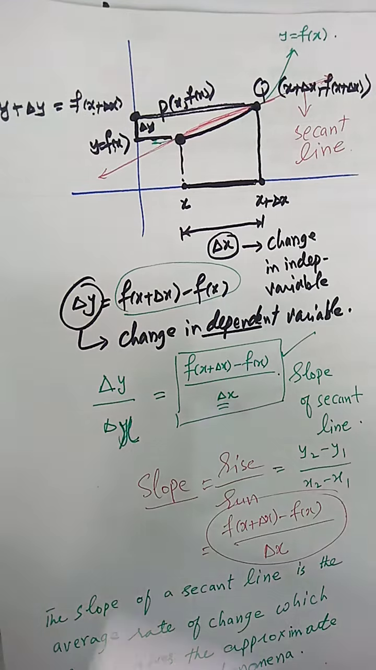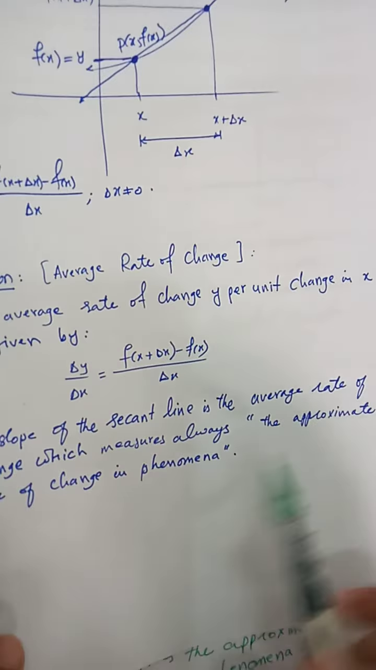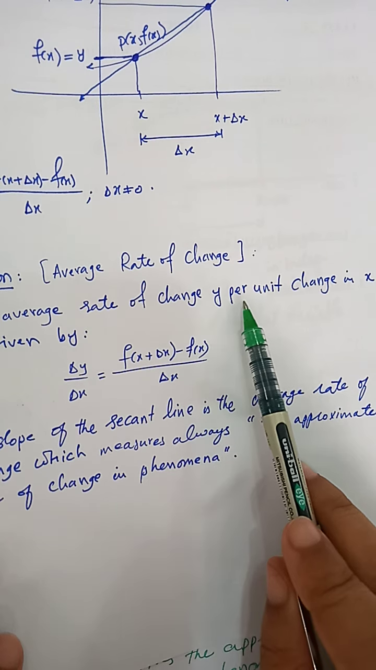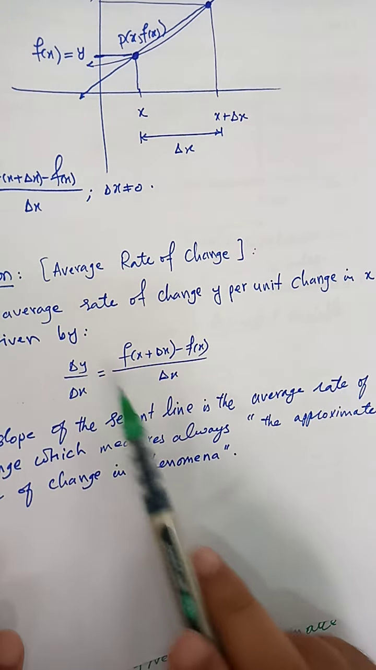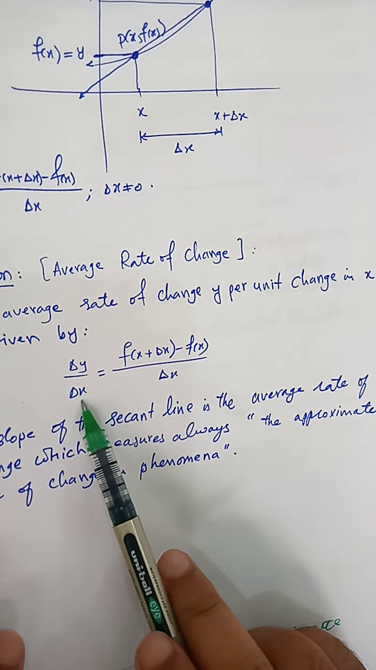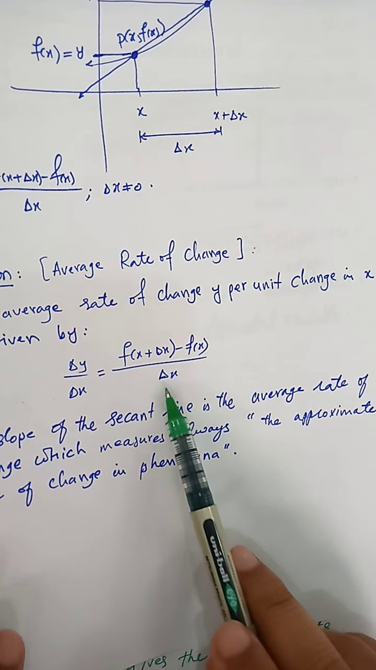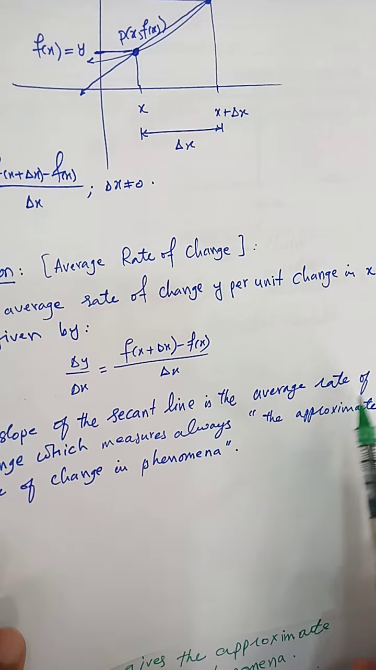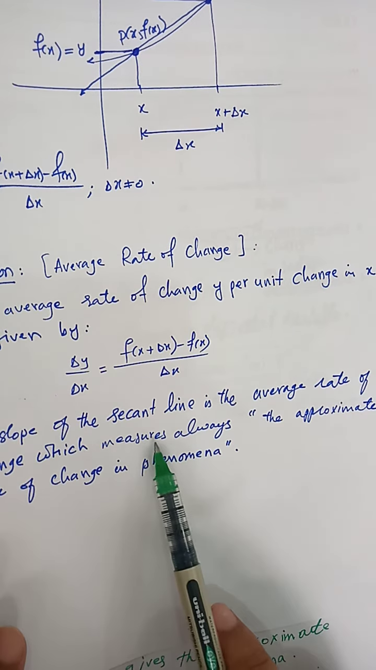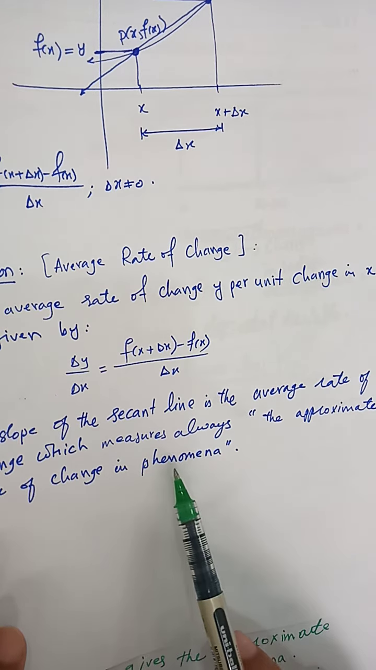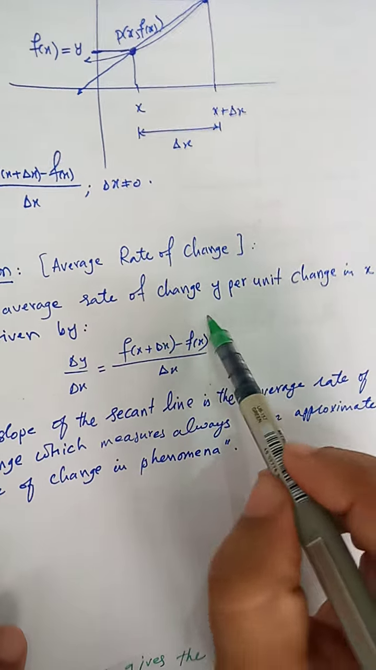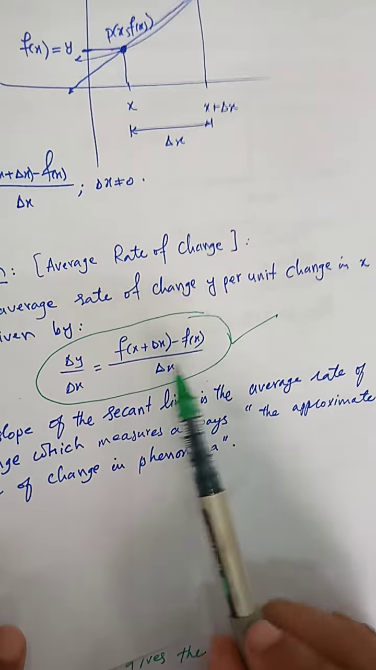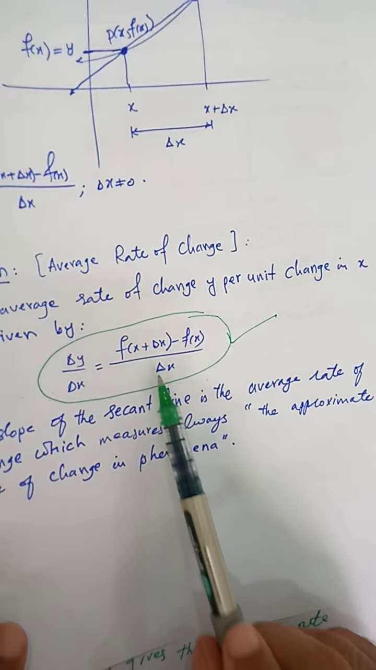So that is the definition of the average rate of change. The average rate of change of y per unit change in x is given by delta y by delta x, equal to f of x plus delta x minus f of x divided by delta x, and the slope of a secant line is the average rate of change which always measures the approximate rate of change in the phenomena. So wherever you find the average rate of change, you have to use this formula, that is the relation for the average rate of change.